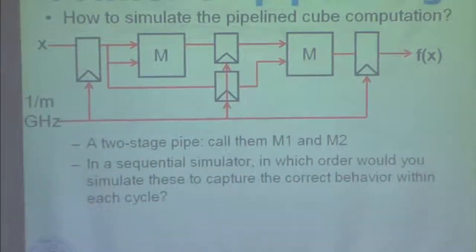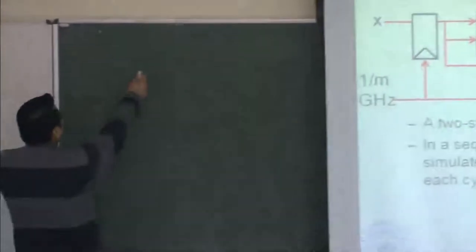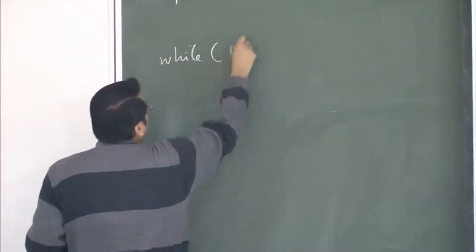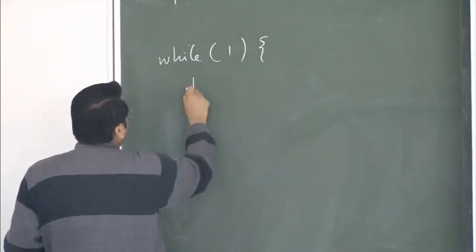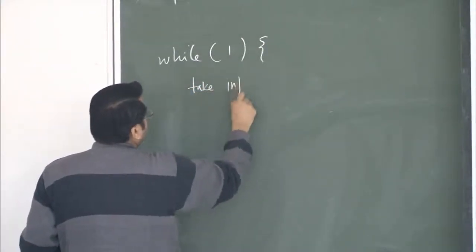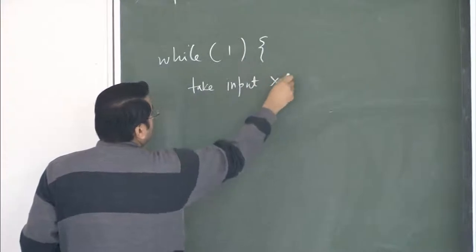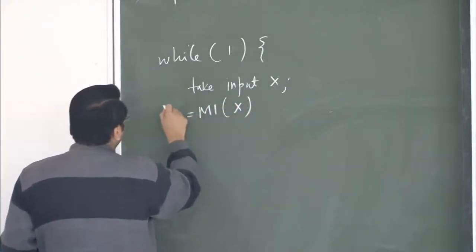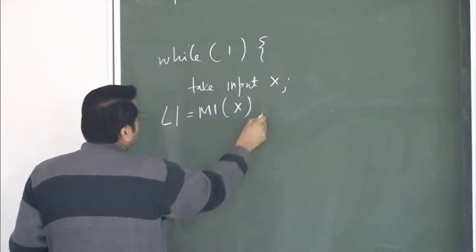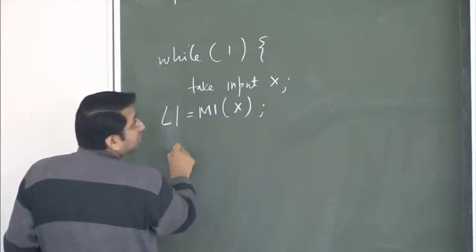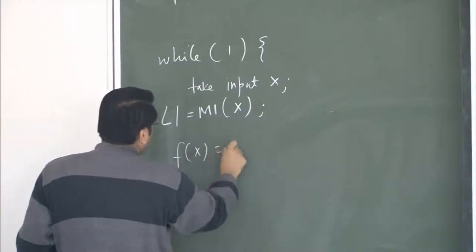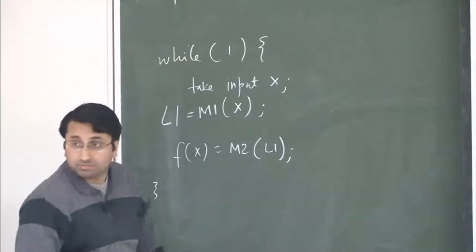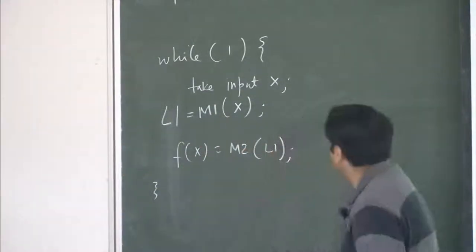Maybe I'll show you here. So suppose you'll have some main loop, right? While one, take input X, invoke M1 X, so that will put into a latch L1, let's say, and FX equal to M2 L1, right? That's my simulator. Okay.